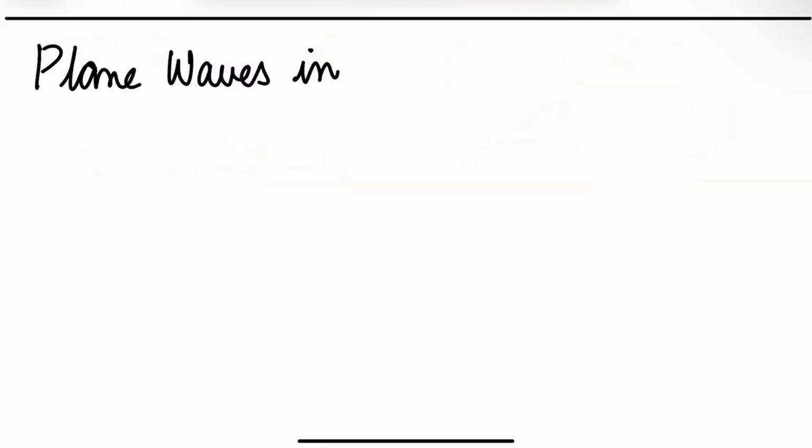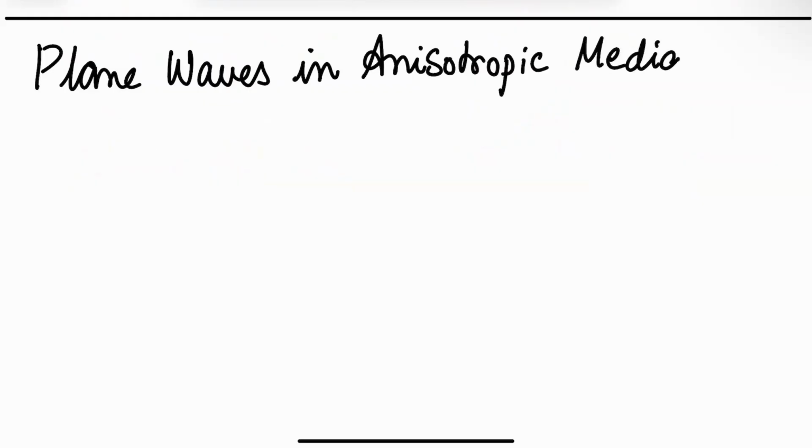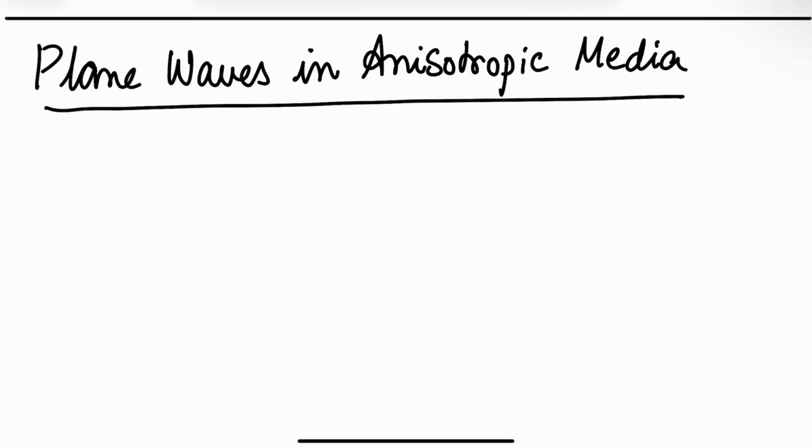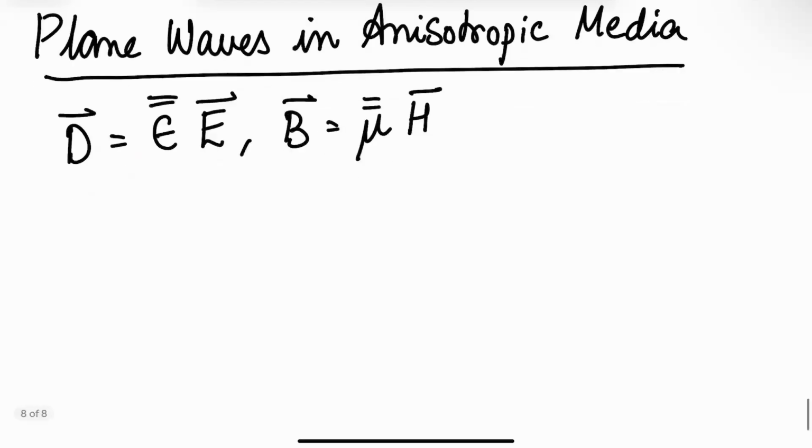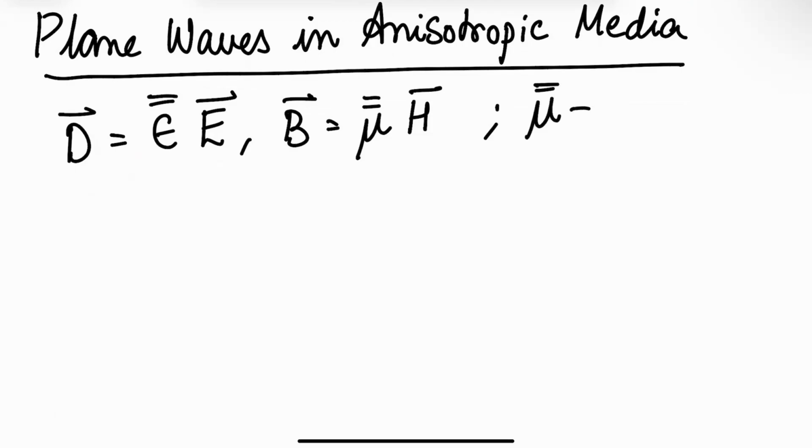Plane waves in anisotropic media. Okay, so just to remind you, anisotropic media is when epsilon and mu are tensors. B is mu tensor times H, right? So in this case, we'll just consider epsilon to be a tensor. So I'm going to simplify mu as a scalar.